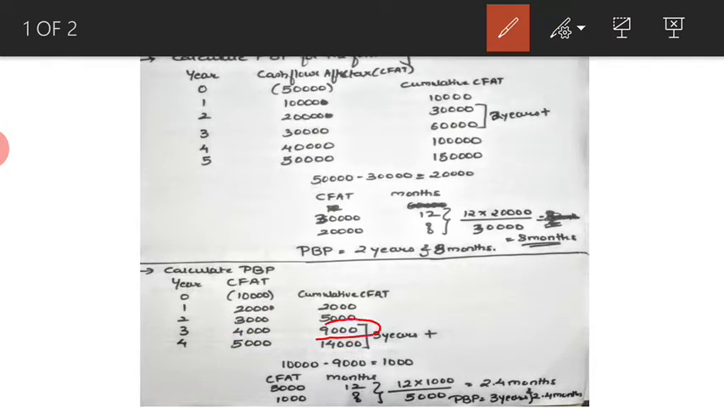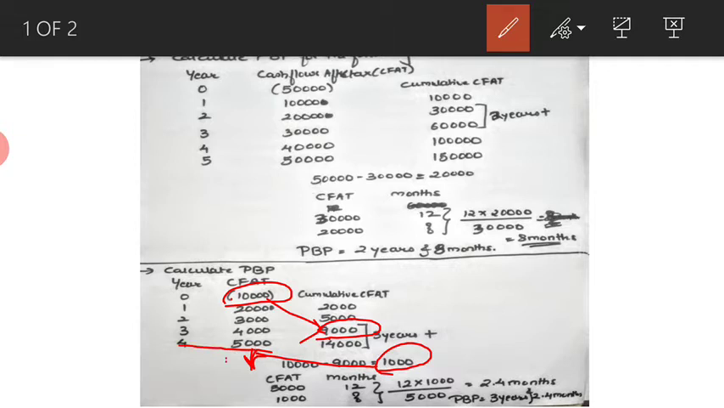So 3 complete years. So in 3 years, how much do we collect? 9,000. How much do we require? 10,000. So out of 10,000, 9,000 we have already collected. So how much more do we require? We require 1,000 more. And from which year are we going to get this 1,000? We are going to get it from the fourth year.